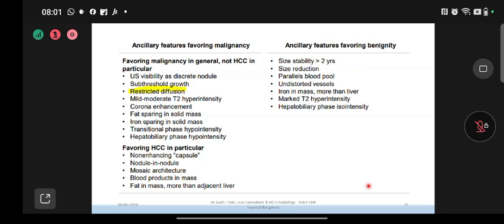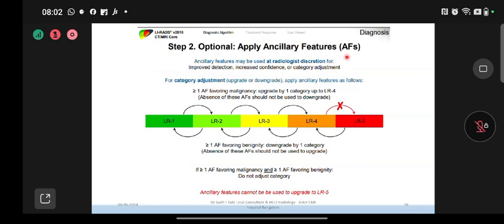Then coming to ancillary features which favor malignancy, I would suggest that you know about 1 or 2, like presence of diffusion restriction. As I told you, anything restricting, you can always add towards malignancy, and presence of nodular enhancement in a nodule, again you will take it as favoring malignancy. And if the nodule which you are following up is stable over more than 2 years, then you can say that this is favoring benignity, and you can downstage the LI-RADS. So this is the table where you are upstaging and downstaging the LI-RADS.